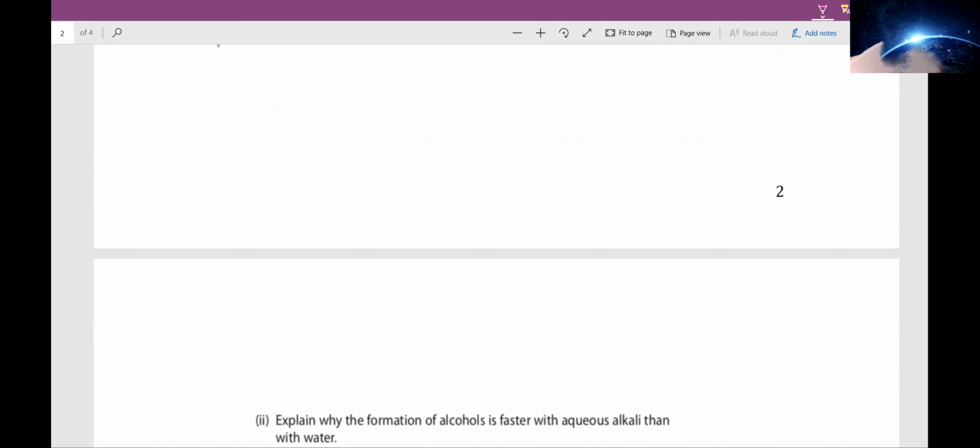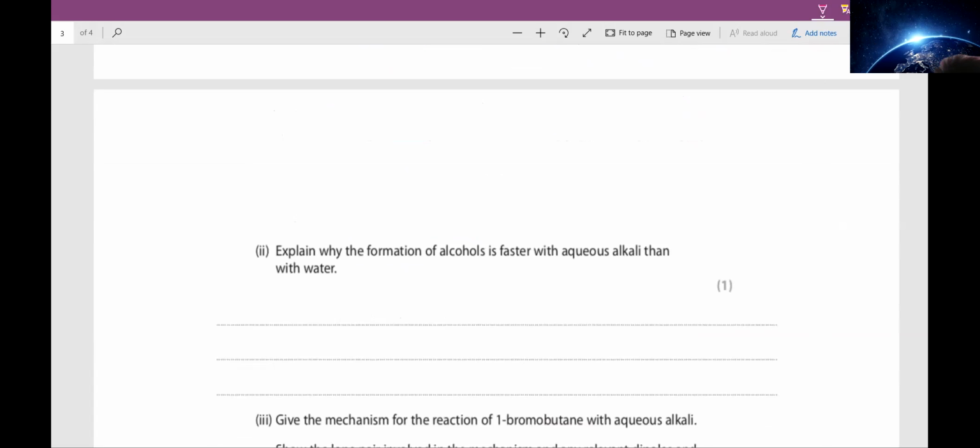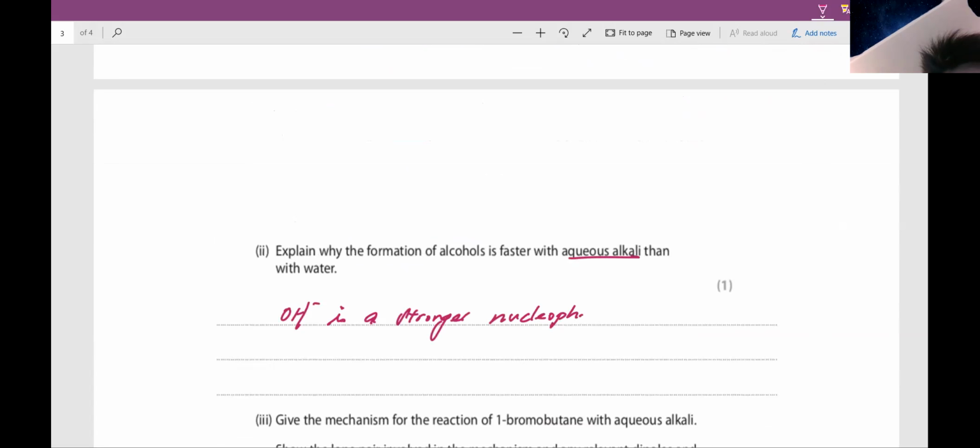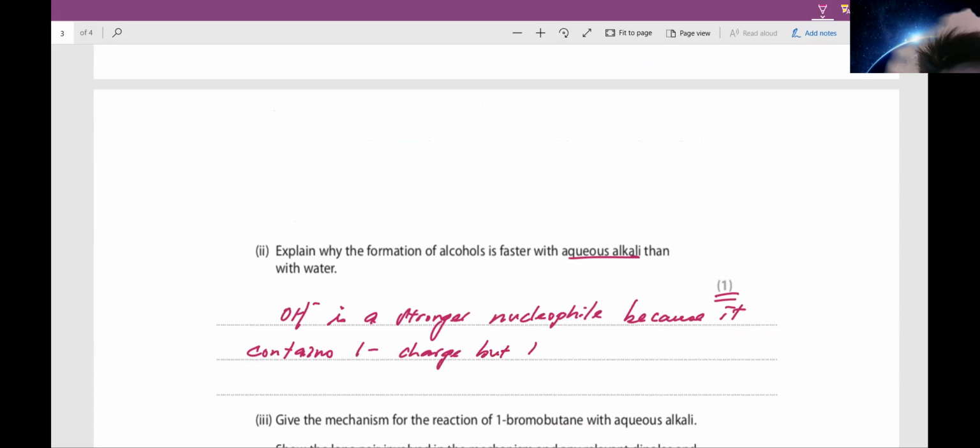Okay, and then explain why the formation of alcohol is faster when using NaOH. Well, this is what I told you, because OH minus is a stronger nucleophile. I think it's more than enough because it's only 1 mark. But you can also say because it contains 1 negative charge, but water is neutral. Okay, so nucleophiles are substances that attack the positive charge. If it itself carries a negative charge, of course, it is a stronger nucleophile.